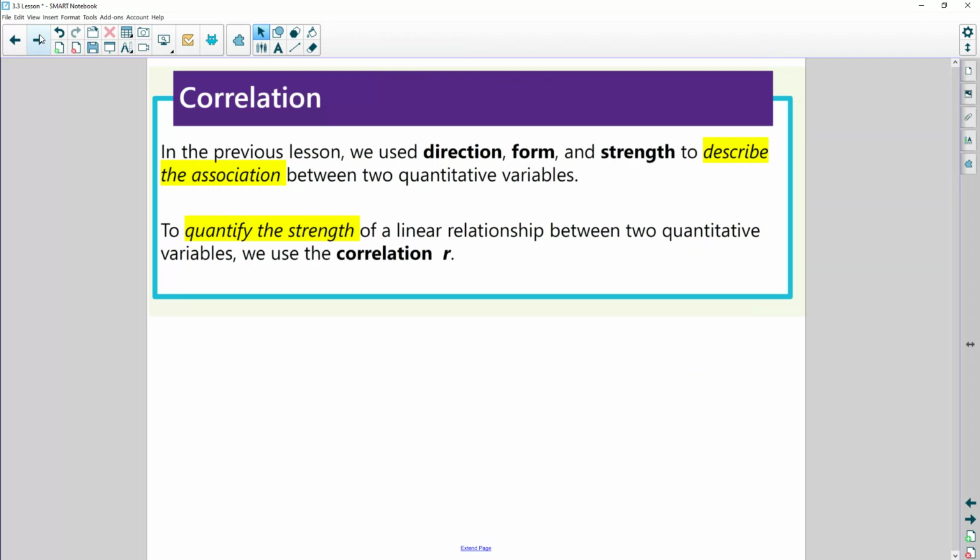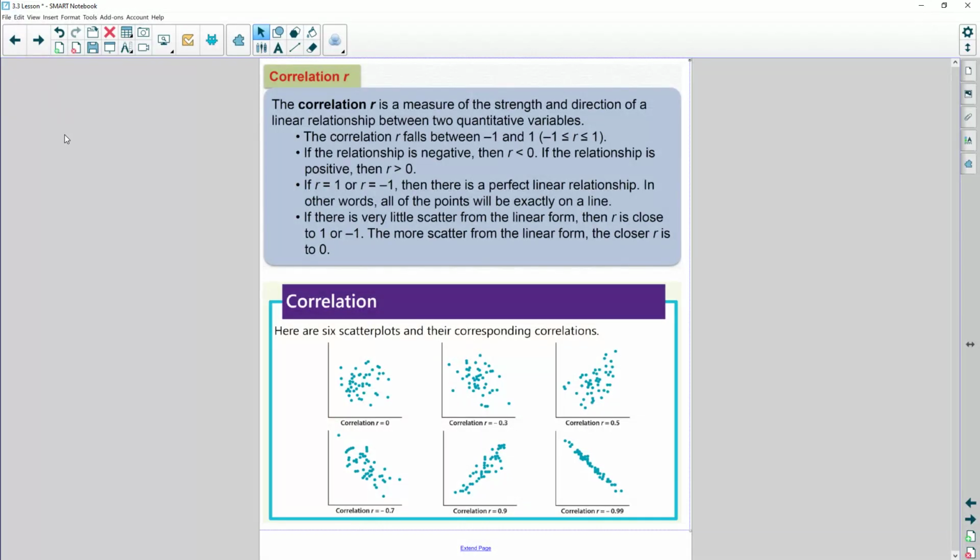So anyway, here's what we did last time. Now we're going to quantify the strength. When we define the direction, form, and strength, we're going to put a number to it. And that number is called correlation, and we use the letter R to assign correlation. Just to get an idea.